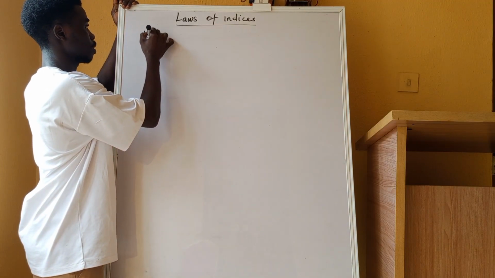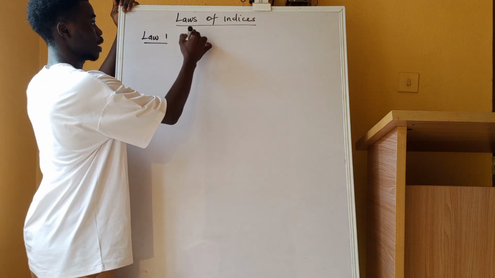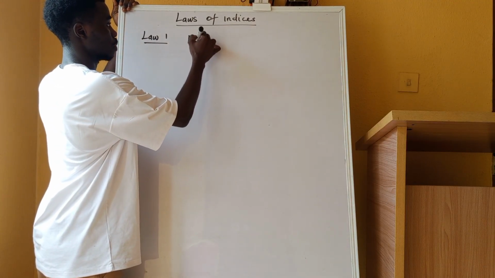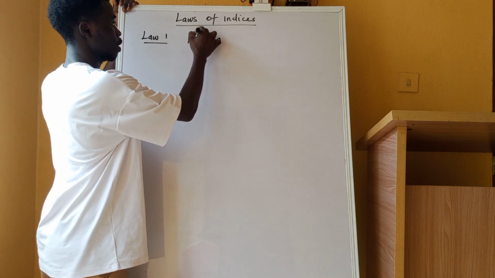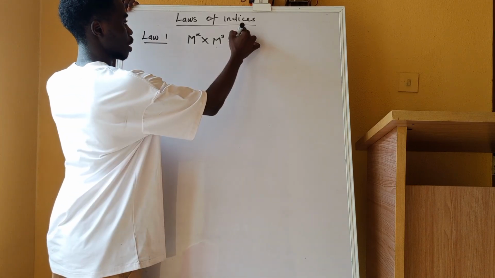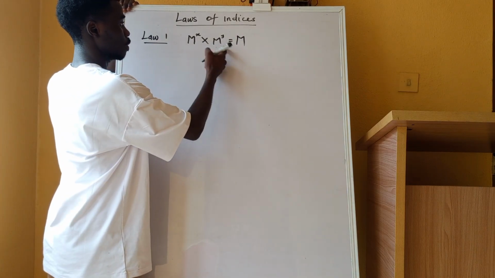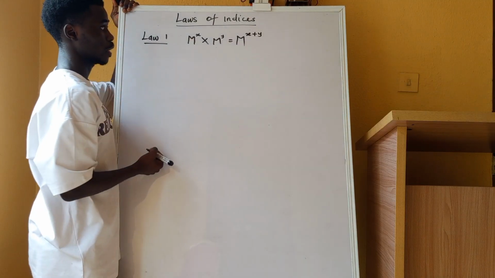So let's look at the laws of indices. We have law number one. It says that if I have m to the power of x multiplied by m to the power of y, this is going to be m, pick one of the m, and you add the powers, x plus y.